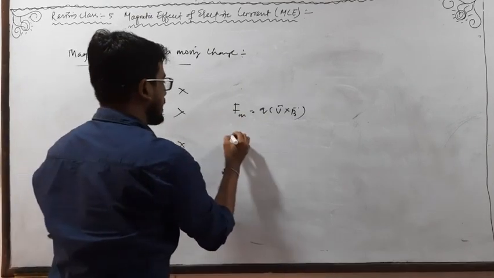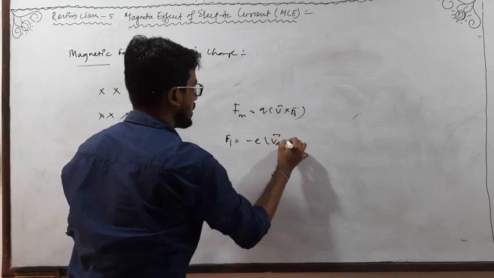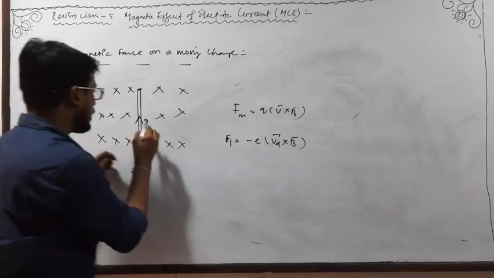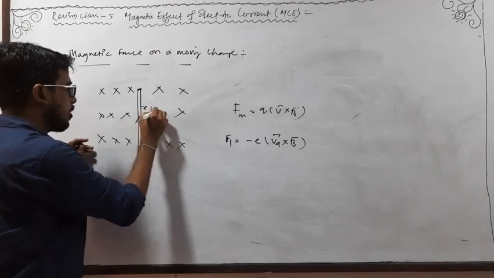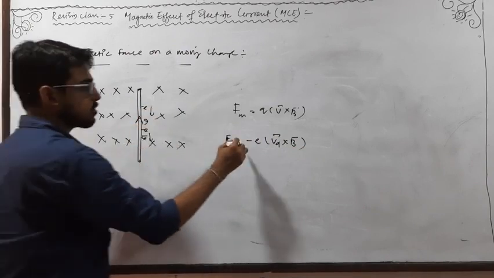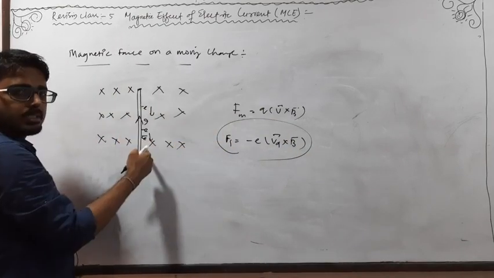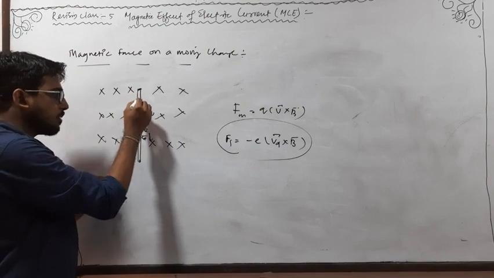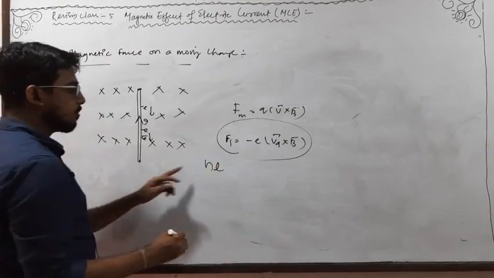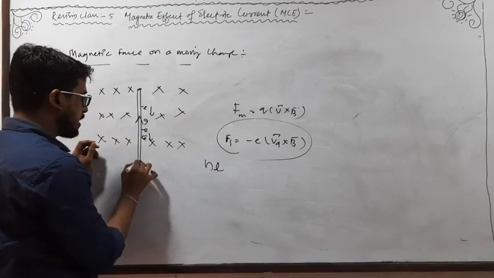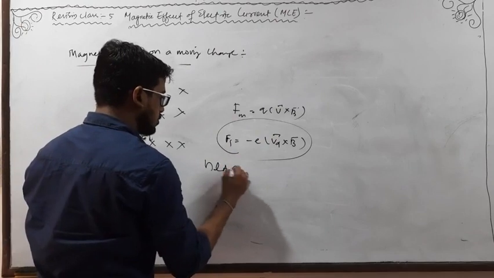So each single charge will experience a force equal to minus e into Vd cross B, because if current is flowing along this direction, all the free electrons inside the conductor will drift opposite to the direction of current. So this will be the force experienced by a single charge. If the charge density per unit length is n and the length of the conductor is L, then the total number of electrons will be n, L into cross sectional area A, and each experiences this much force.